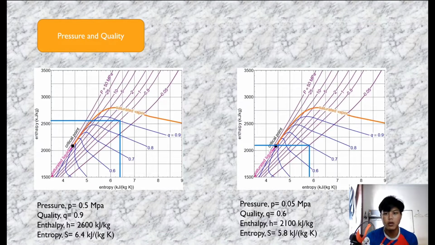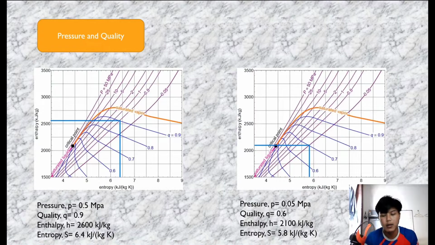After that, we draw a vertical line from the point of intersection to the entropy value below. That's for finding the value of entropy. And the same goes for finding the enthalpy value. Draw a horizontal line to the enthalpy axis, then determine the enthalpy value based on the existing values.